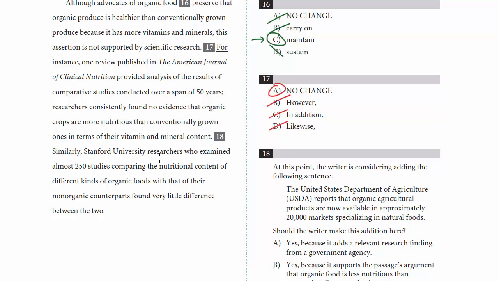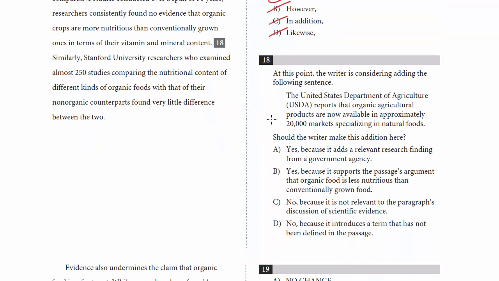So here, do we want to add a sentence about the fact that these products are in 20,000 markets? Is that relevant here? This paragraph is about whether or not organic products actually are healthier for you than conventional products, and the studies, at least revealed here, say no. Doesn't make sense. Is it on topic to introduce a sentence about markets and where these things are located? Not in this paragraph. Maybe the first paragraph, but not in this one. So it is going to be a no.